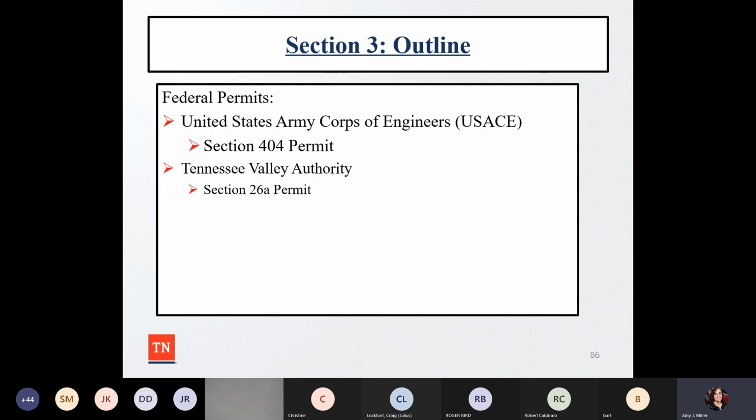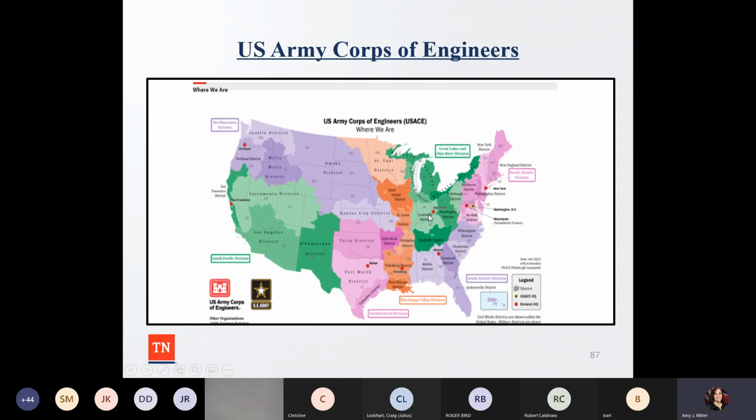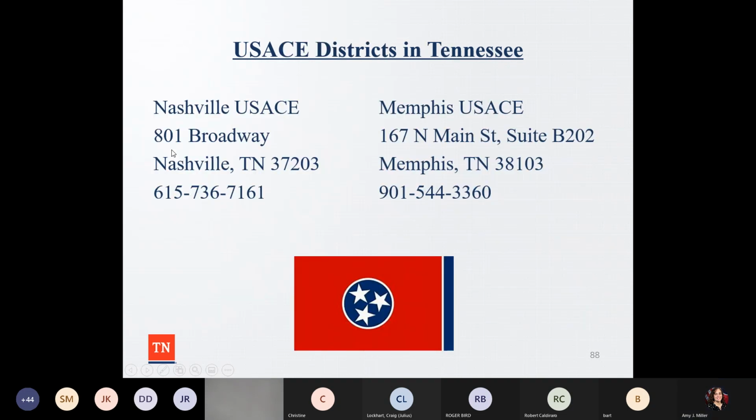So again, we're also going to talk about federal permits, the U.S. Army Corps of Engineers 404 permit, and then we're also going to talk about Tennessee Valley Authority Section 26A permits. So you guys will enjoy this. U.S. Army Corps of Engineers, as you can see on this beautiful map here, the state of Tennessee has two. We have the Nashville district and we have the Memphis district that serves the citizens of the great state of Tennessee.